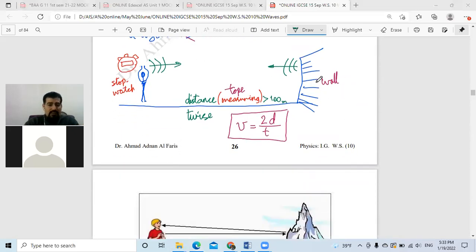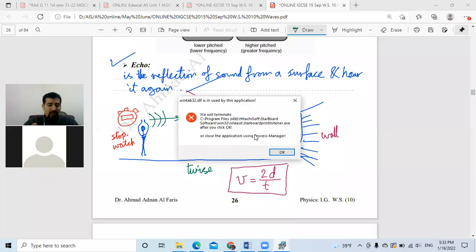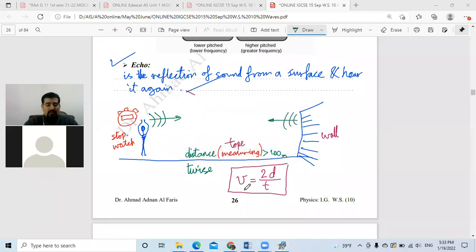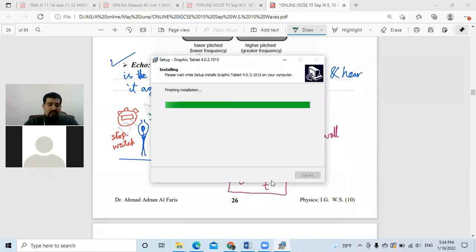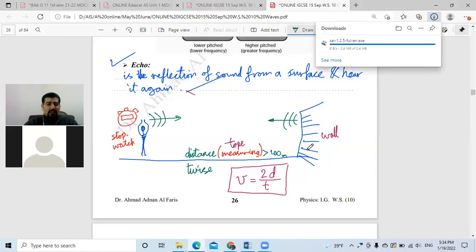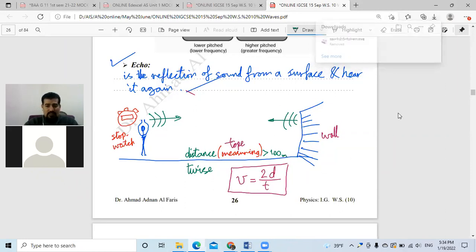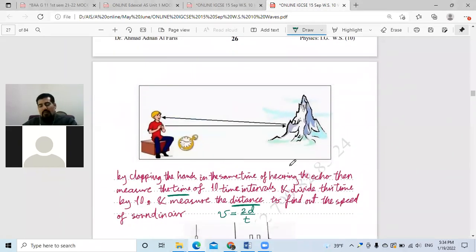We clap our hands several times, and each time we hear the echo, we clap again, so we have a constant rhythm. Then we measure the time for 10 time intervals, then we divide this time by 10. Then we can use the formula: speed equals twice the distance divided by time. We can use a measuring tape to measure the distance, multiply it by 2, then divide by the time.